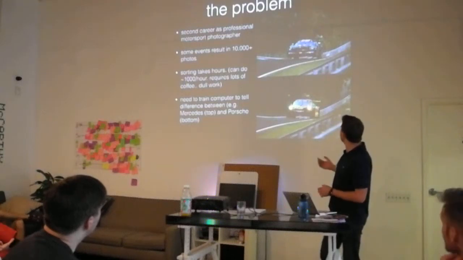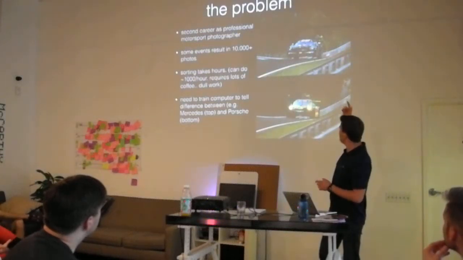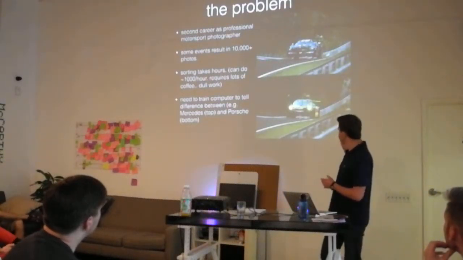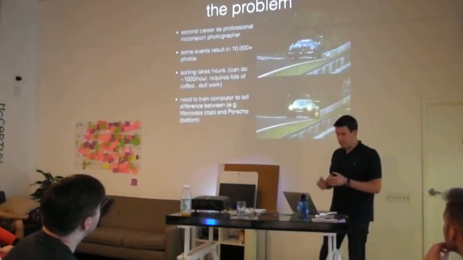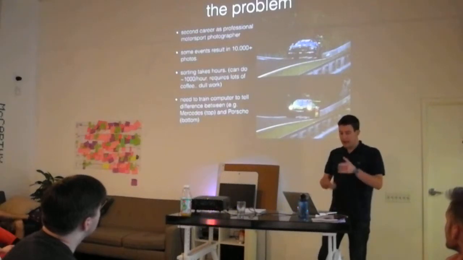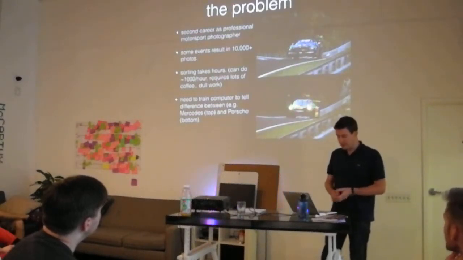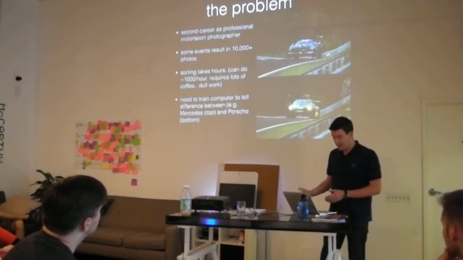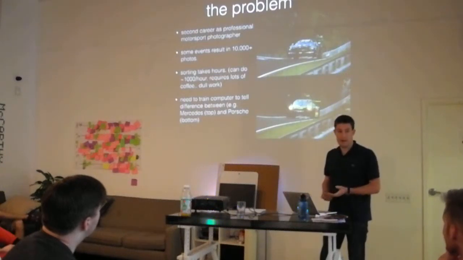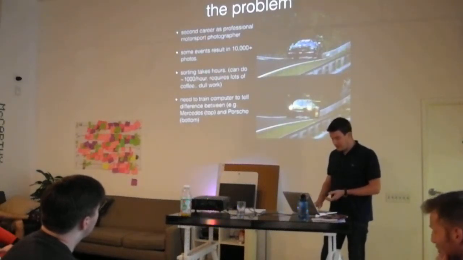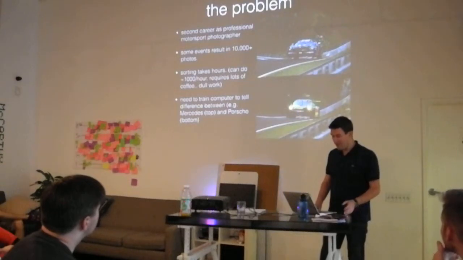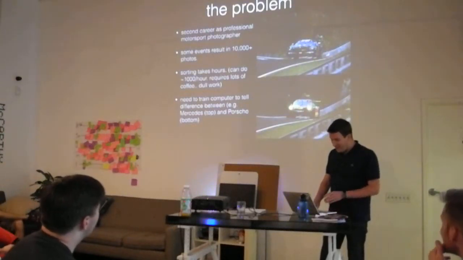And you can maybe just about make out the top photograph has a Mercedes in it, and the bottom one's got a Porsche. Because sometimes I'm working for a Porsche team, or sometimes for Mercedes or for a magazine, I need to go through and separate all the photographs out, one by one, and it takes hours. With lots of copying, I can do about 1,000 photographs in an hour, but I can't do that for very long because I then crash and burn.